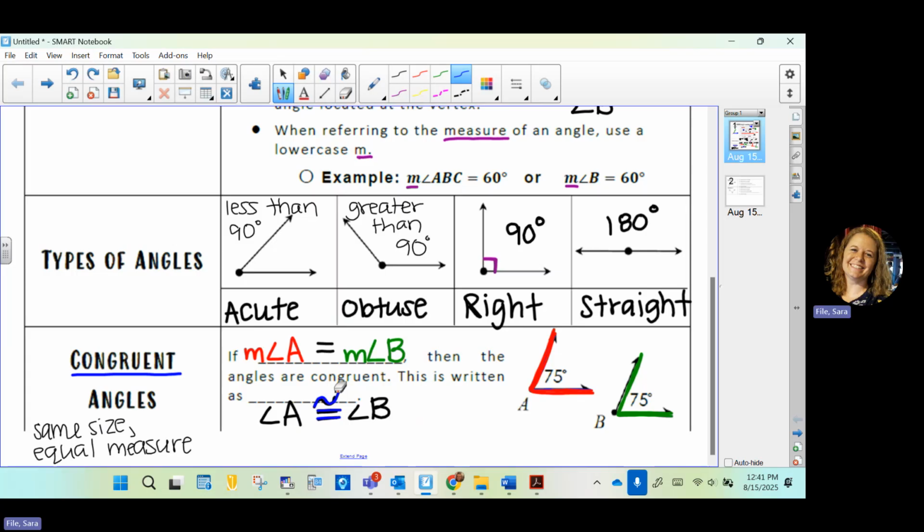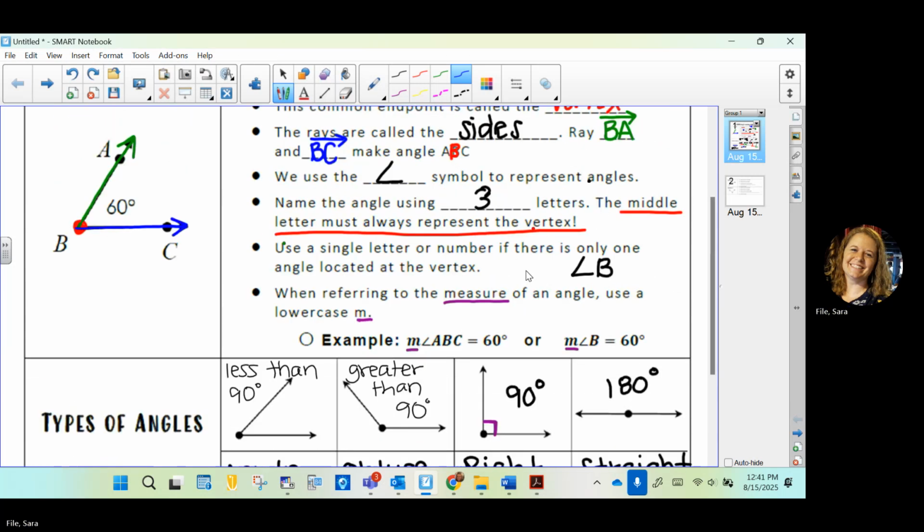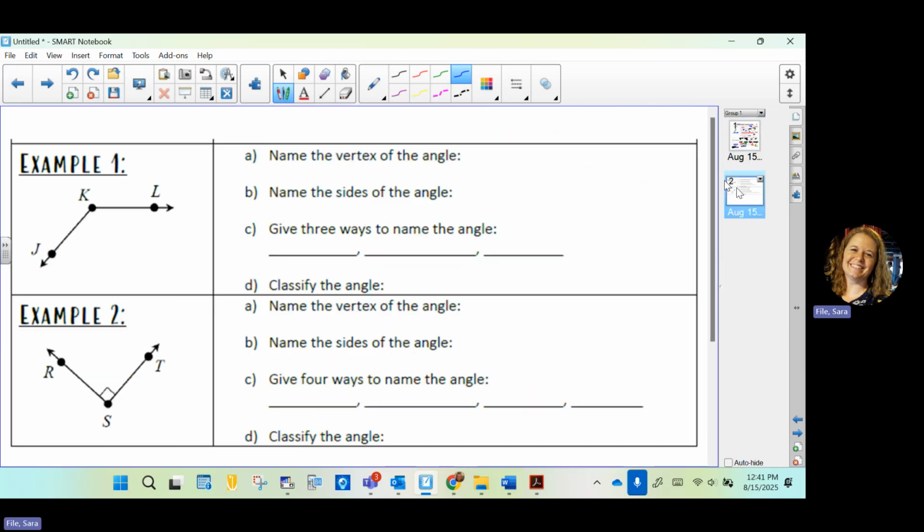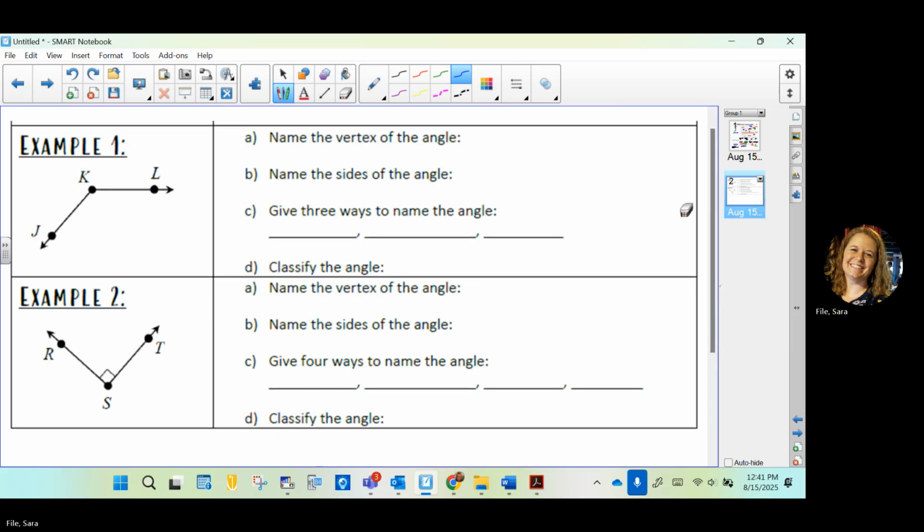I'll make the congruent symbol since I underlined congruent in blue. Any questions about types of angles, what congruent angles mean, or naming angles? Relatively short notes today. So just try those two examples and make sure y'all get the hang of it. And there's going to be a little exit ticket for you to try.